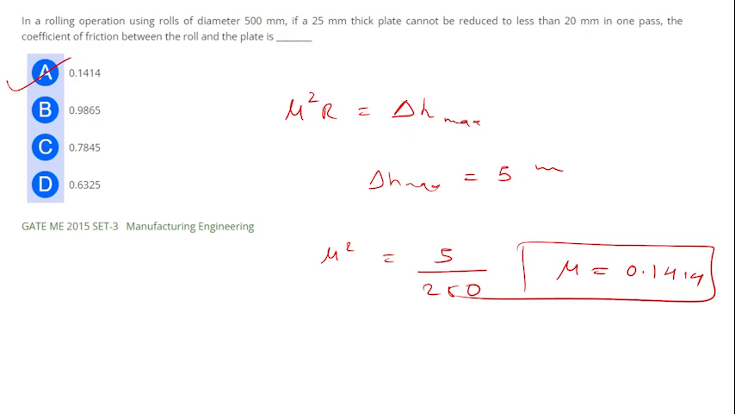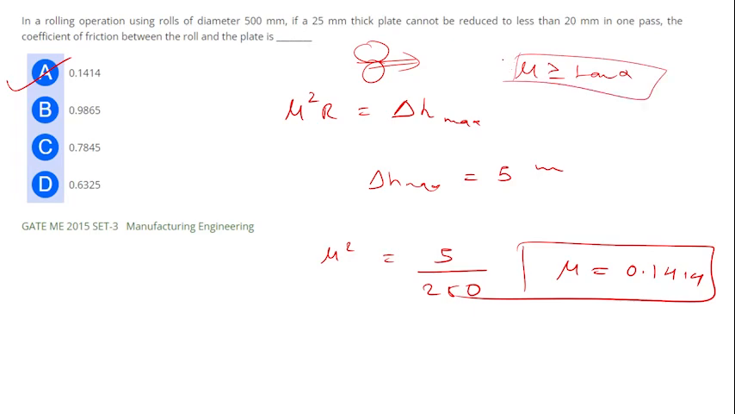Ma'am, in which case is mu equal to tan alpha? Mu is equal to tan alpha. See, that is a different thing. One more thing that you should know about rolling mechanics that I have left: for the sheet to move forward, if mu is less than tan alpha, then your sheet will not move forward. So that is the condition for that.